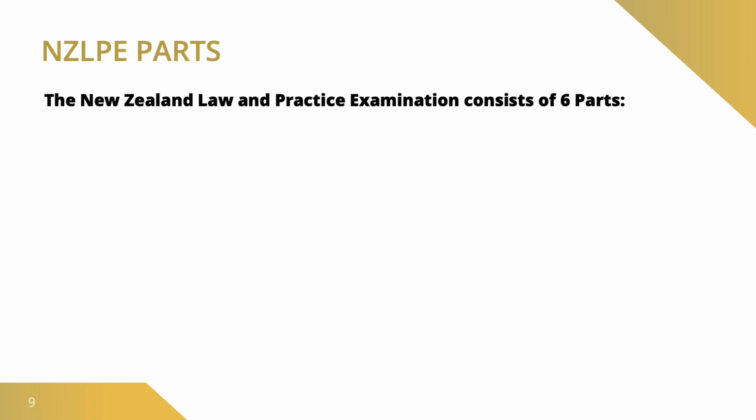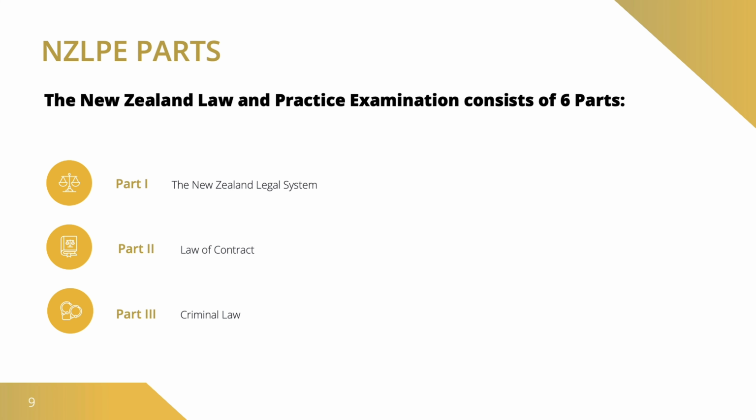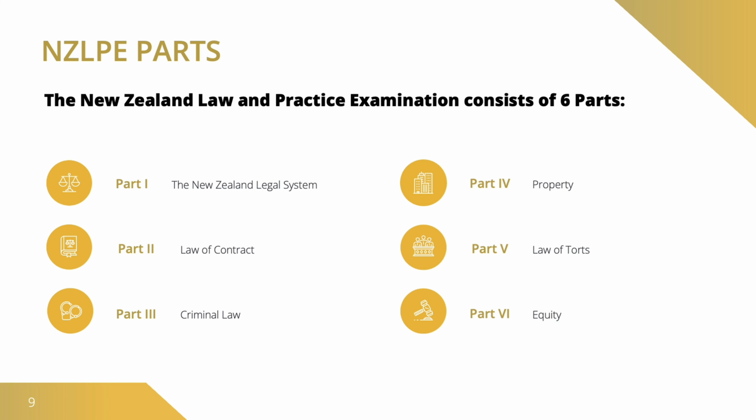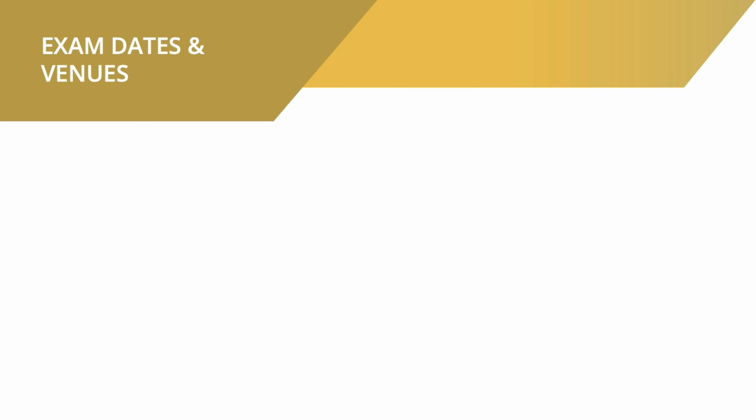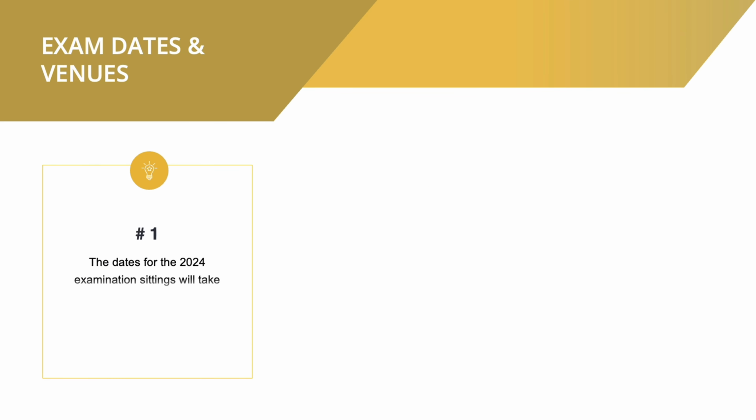So the 6 parts of the conversion course are therefore part 1, the New Zealand legal system, part 2, law of contract, part 3, criminal law, part 4, property, part 5, law of torts, and part 6, equity. The examinations for the NZLPE are run twice yearly, in July and in November. So for this year, it's July 2024 and November 2024.